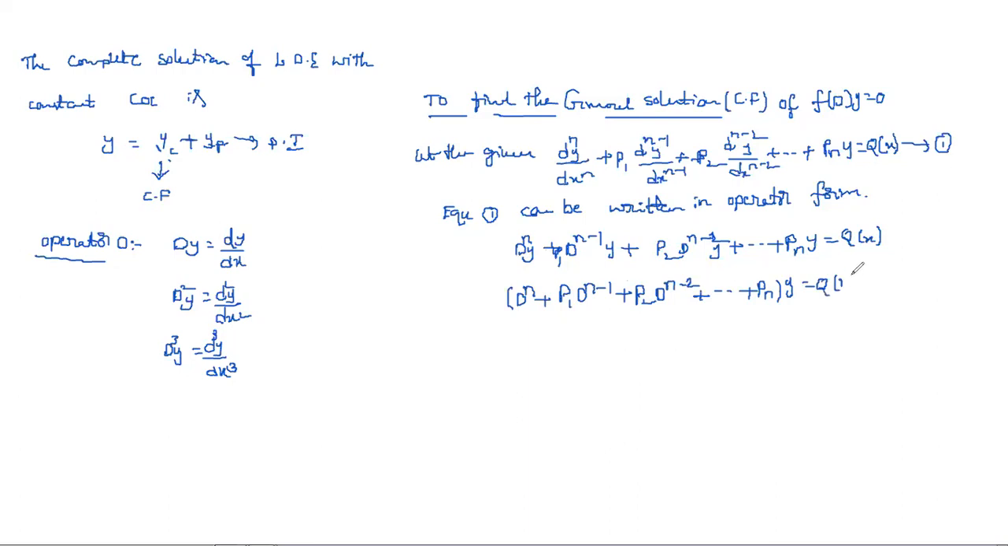So this is equal to q of x. And now we are giving a name for this one: we are taking f of D into y is equal to q of x. Let it be taken as (2), where f of D is nothing but a polynomial. So this is the polynomial: f of D is equal to D power n plus p1 D power n minus 1 plus p2 D power n minus 2 plus and so on plus pn. So this is nothing but f of D, which is a polynomial of degree n.